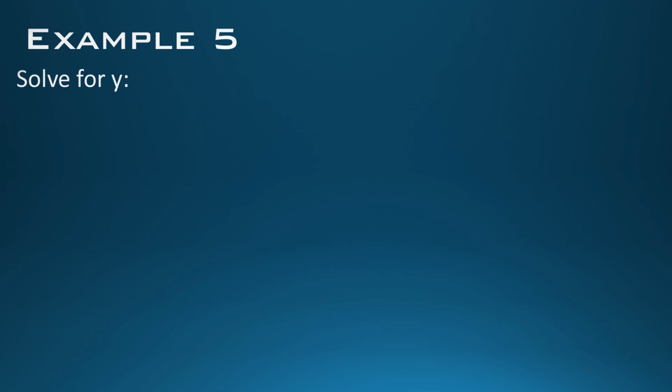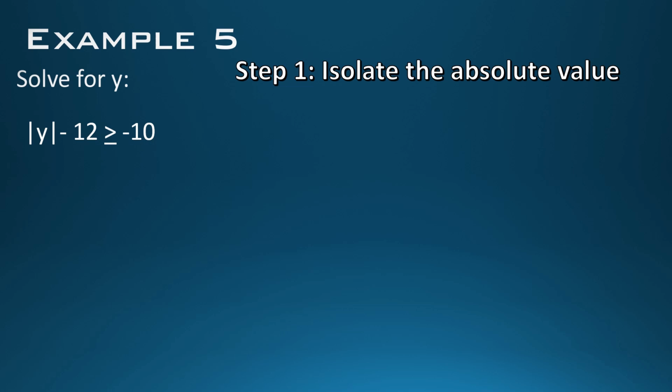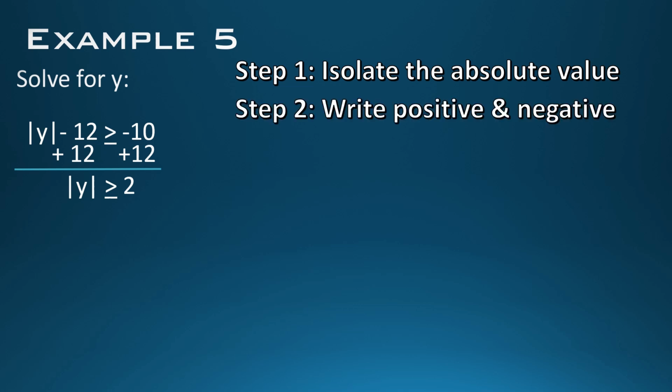Alright, now we have example number 5, solving for y. We have absolute value of y minus 12 is greater than or equal to negative 10. So our first step once again is to isolate the absolute value as if it was a variable. So we're going to add 12 to both sides, and that leaves us with the absolute value of y is greater than or equal to 2. Second step is to write the positive and the negative, remembering that we have to flip the sign on the negative side. So we have y greater than or equal to 2, and we have y less than or equal to negative 2.